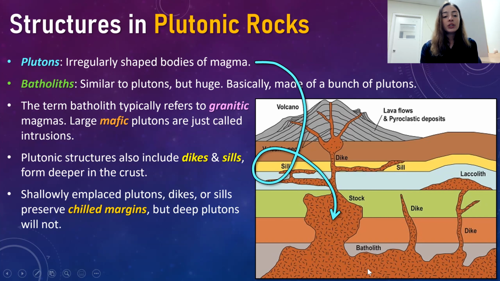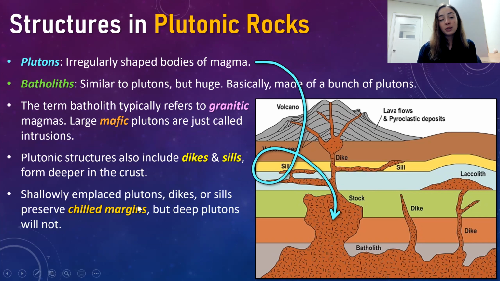And another thing to consider is that the term batholith often refers to granitic magmas rather than mafic, and if you have large mafic plutons, they're typically called intrusions rather than batholiths. And other plutonic structures also include dikes and sills, like we saw with hypabyssal structures, and that's because dikes and sills aren't confined to shallowly cooling environments. They can actually form plutonic structures.